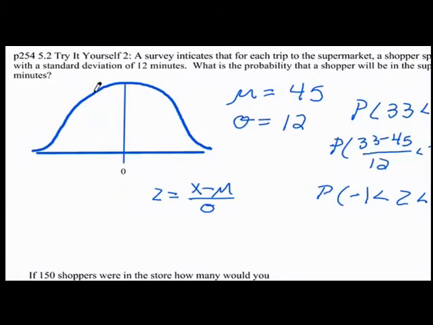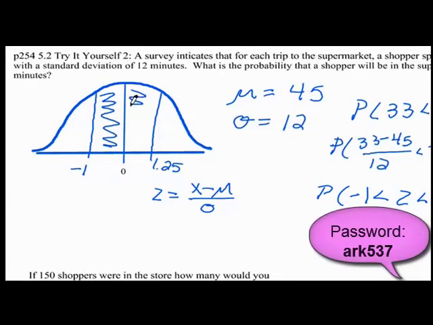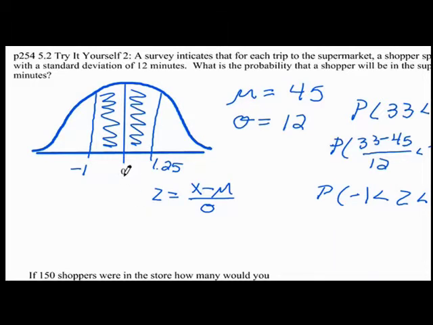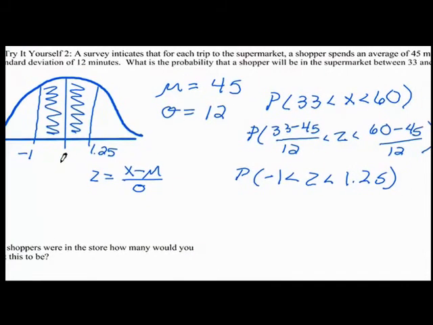So let's draw that on our graph. And so we're going to go from -1 on the left of 0 to 1.25 on the right of 0. So we're going to look up -1. It's going to give us this area that we want. And we're going to look up 1.25, and it's going to give us this area using the alternative method. And so your table for the alternative method is going to give you the area from 0 to -1, and then from 0 to 1.25. And we're just going to add those together. So let's look those up.